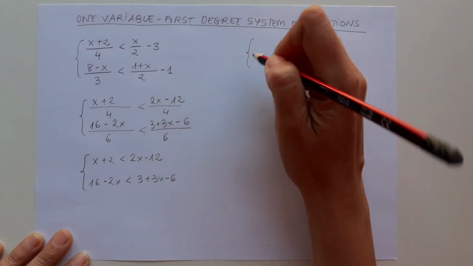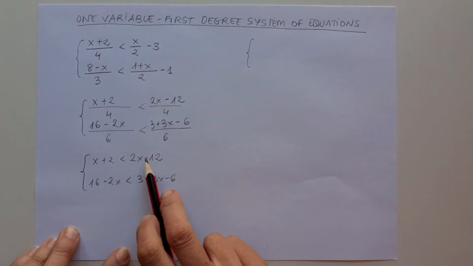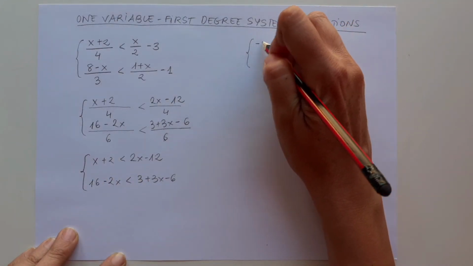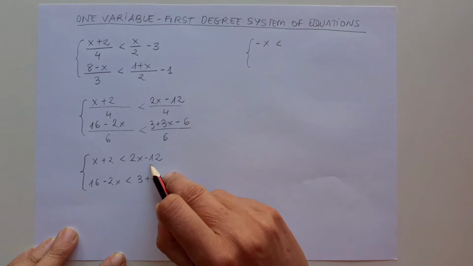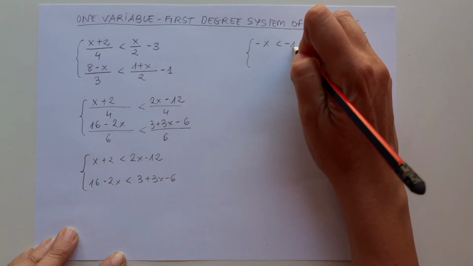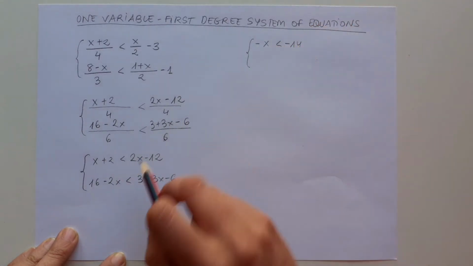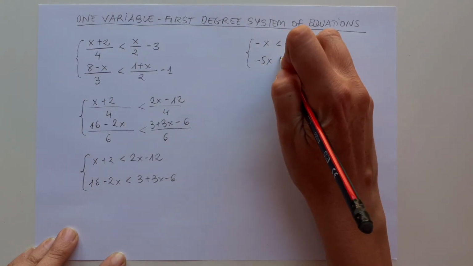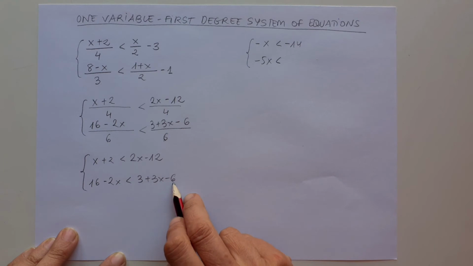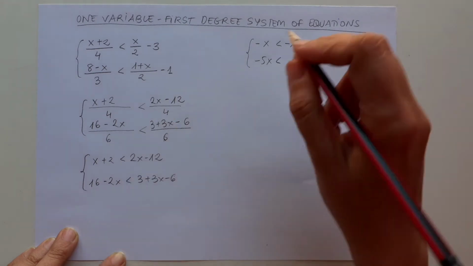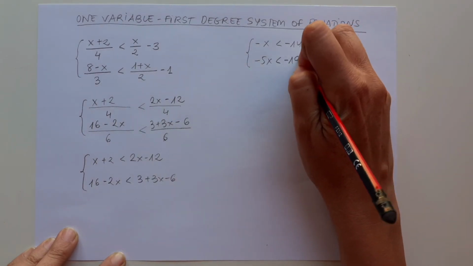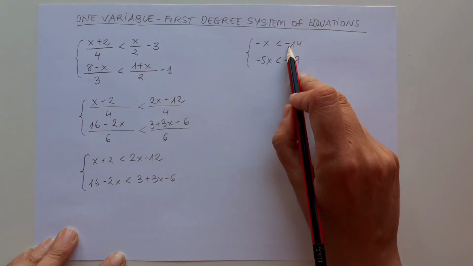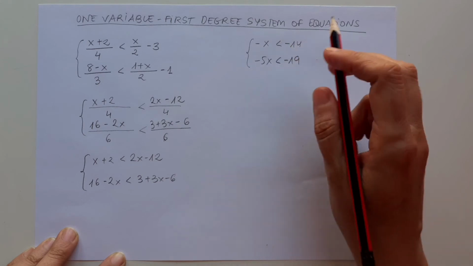Alright, let's organize a little bit. Variables to one side and numbers to the other. So this comes here subtracting. I will have minus x is less than negative 12 minus 2, negative 14. And here you have negative 2x minus 3x, minus 5x is less than 3 minus 6 minus 3 minus 3, minus 16, minus 19. Now to make this variable positive, I multiply both sides by negative 1.